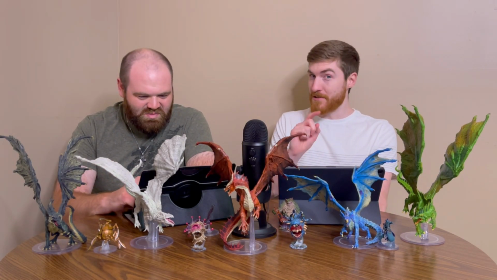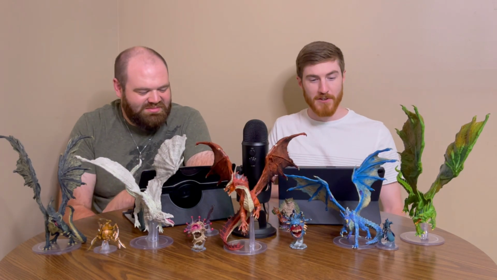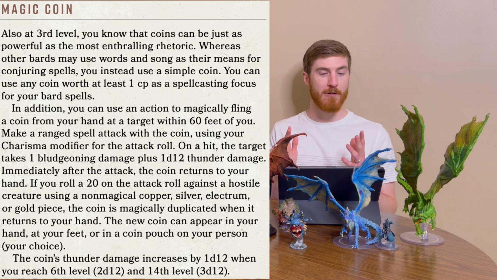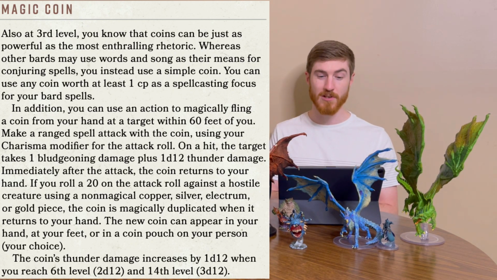Second on here, also at level 3, is Magic Coin, which, love it. You know that coins can be just as powerful as the most enthralling rhetoric. Whereas other bards may use words and songs as their means for conjuring spells, you instead use a simple coin. Yes. You can use any coin worth at least 1 copper as a spellcasting focus for your bard spells.